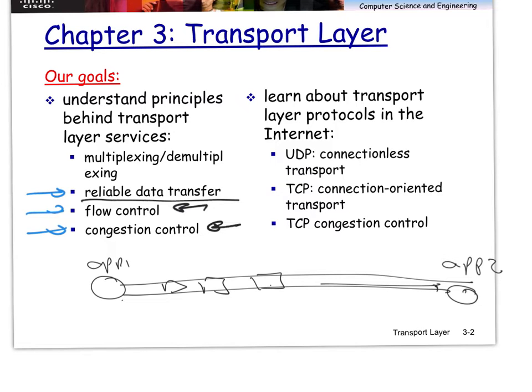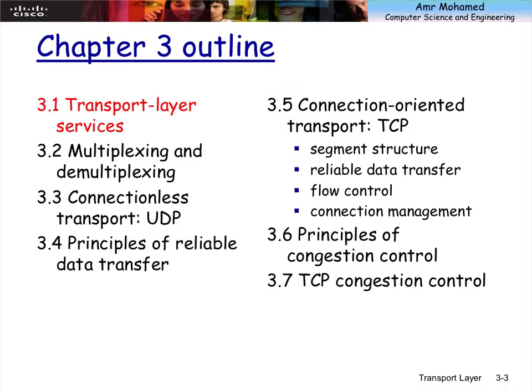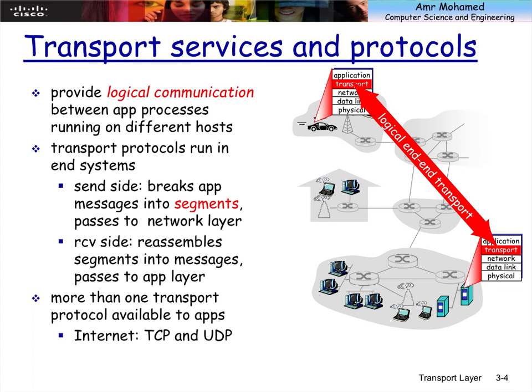So this is the summary of what we need to talk about in this chapter. At the beginning, we'll talk about transport layer services, and then we will discuss the concepts of multiplexing, demultiplexing, and so on. Then we'll get to reliable data transfer later on. The transport layer protocol, as we said, provides logical communication between two application endpoints, and it does that using the concept of a segment. The segment is the protocol data unit in the transport layer.